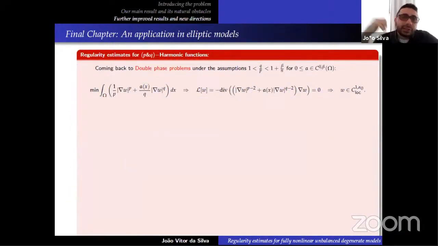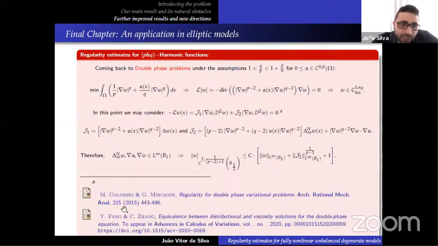Let me come back to the double phase problem. In the double phase problem, Maria Colombo and Giuseppe Mingioni proved that minimizers of the double phase problem satisfy the p,q-harmonic functions and are locally C1,alpha. Then we can decompose or expand this operator in non-divergent form. You have L w is J1 plus J2. J1 is our operator, where the Laplacian is the trace of the Hessian. The J2 is the bad part.